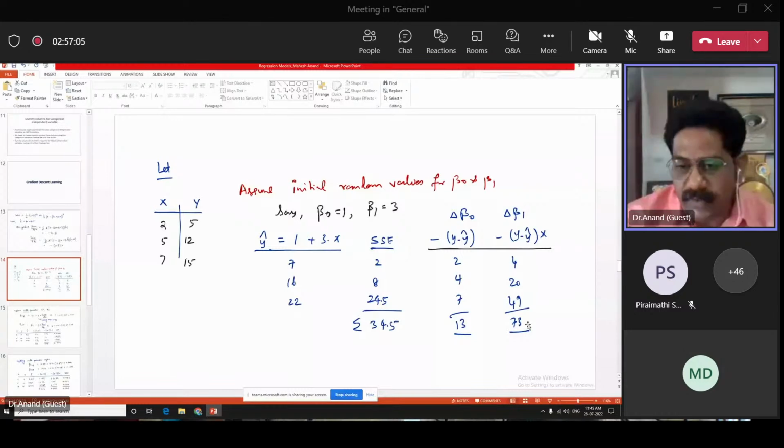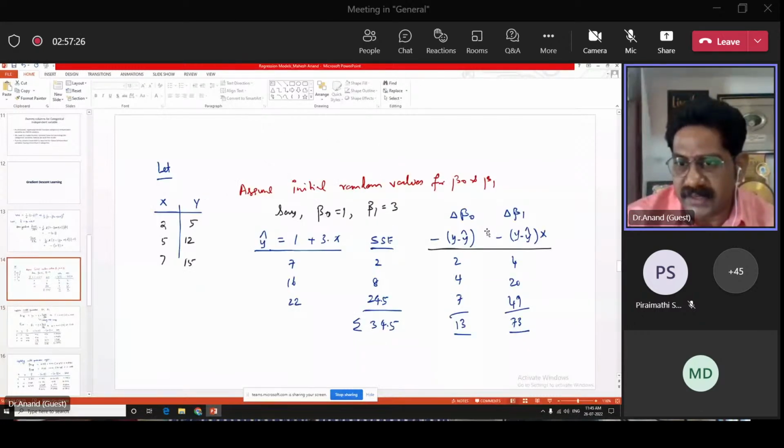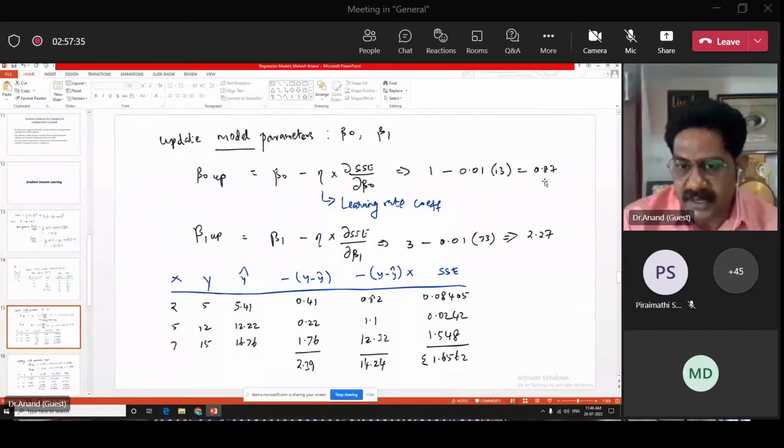Okay. So now I'm going to substitute this 13 and 73 in the formula to calculate the updated intercept and updated slope. My initial intercept is 1. So 1 minus the learning rate 0.01, which we have taken for this example, times 13. What is 13? 13 is the total error gradient to update the intercept. Similarly, to update the slope, I should substitute 73. My initial intercept is 1. After the update, it becomes 0.87. My initial slope is 3. After updating, it is 2.27.